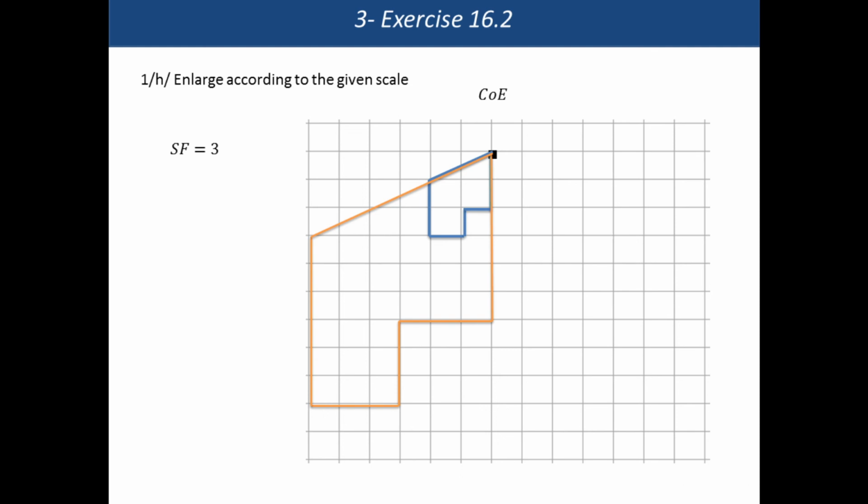Okay, and you also draw this line to see if the corresponding corners go through the same line. Yes, I see that this corner in my object corresponds to this corner in the image, and they are passing through the same line which passes through the center of enlargement. That means my enlargement is correct. This line you draw so that you check your answer.